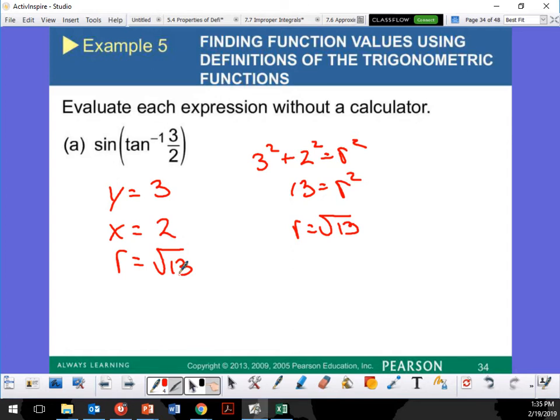So let's take a look. Sine of some angle will be 3 over square root of 13, which makes it 3 square root of 13 over 13. Rationalize. Oh yeah, that. So 13 over 13. That's all. Just want to cross this out.